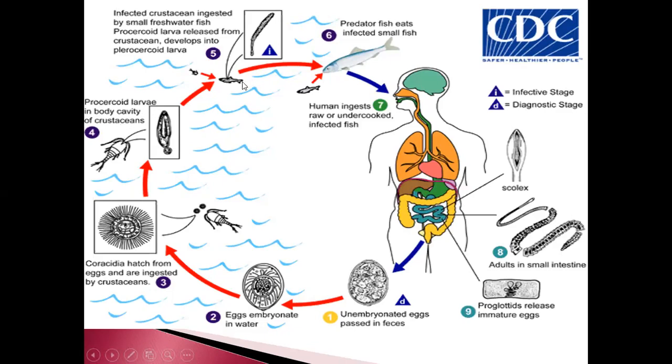These crustaceans are taken up by the fishes. Then inside the fish, the procercoid larva is released from the crustaceans and develops into the plerocercoid larva. These plerocercoid larvae get into the fish muscle tissue, and then that is taken up by humans, and the cycle continues. So you should know that there is a primary host, and then there is a secondary host, that is fish, before coming to humans.